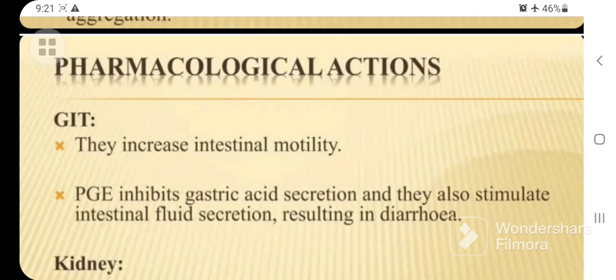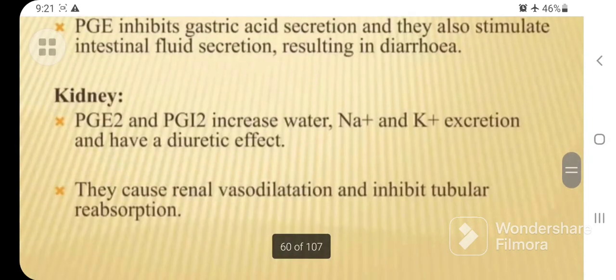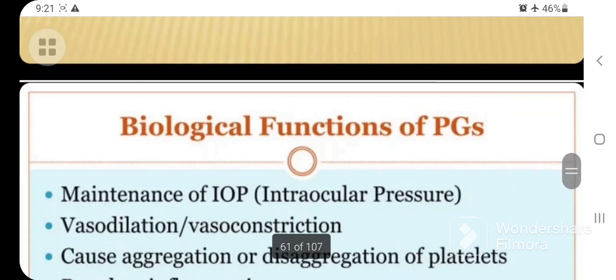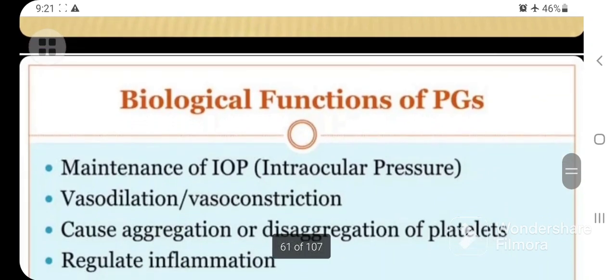Are you getting? Yes. Then prostaglandins increase water, sodium, and potassium excretion and have a diuretic effect also. They cause renal vasodilation and inhibit tubular reabsorption. They will stop the reabsorption. If the reabsorption of water, sodium, and potassium is inhibited, it obviously acts as a diuretic. So we have one thing here: prostaglandin also acts as a diuretic.